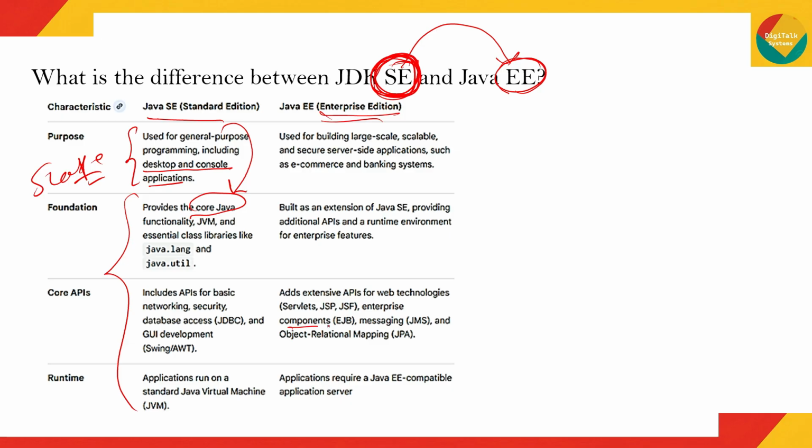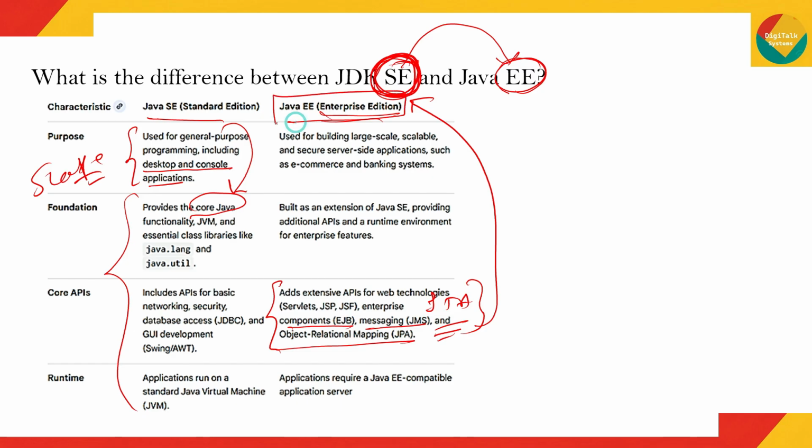For example, we are using EJB components, JMS, JPA, and JTA for transactions. There are multiple advanced features that we use today in the enterprise world, and all these features are available based on the Java Enterprise Edition specifications.